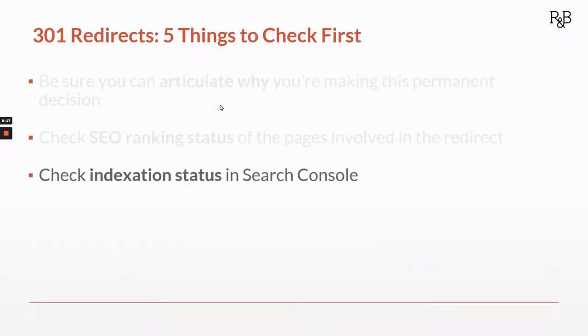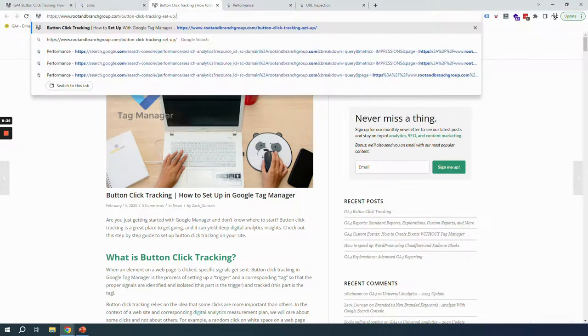The third thing, let's check the indexation status in Search Console. We just want to make sure that the page we're redirecting, Google feels good about it in this exact moment. We don't want to redirect a page that Google maybe has questions about. We'd want to fix that first. To do that, we're going to go back to Search Console. Let's grab our URL.